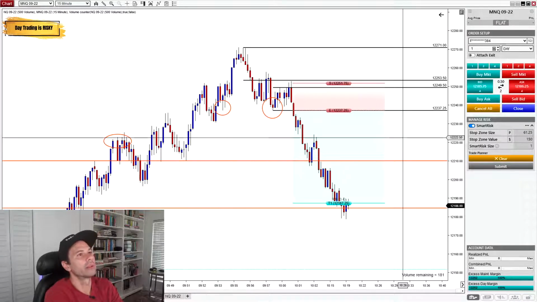Yeah, I need some time. The ADQD needs to retrace to the upside for me to take this trade. If it continues to collapse like it is doing right now, that's not a setup for me.